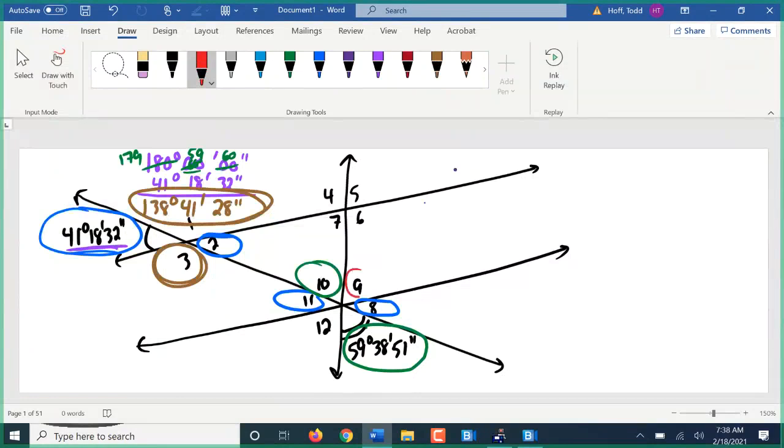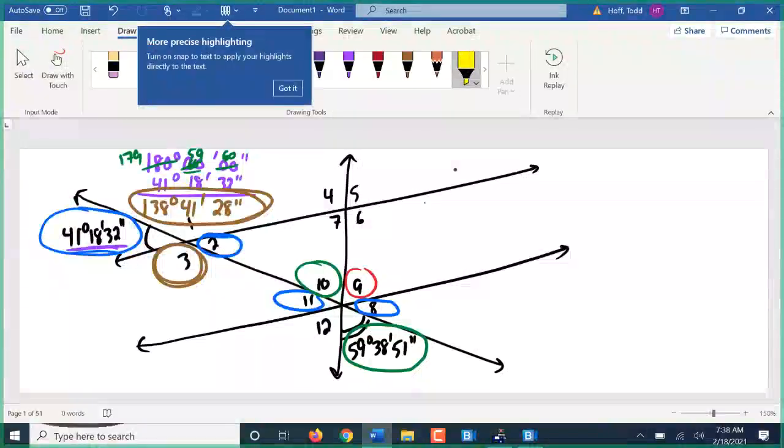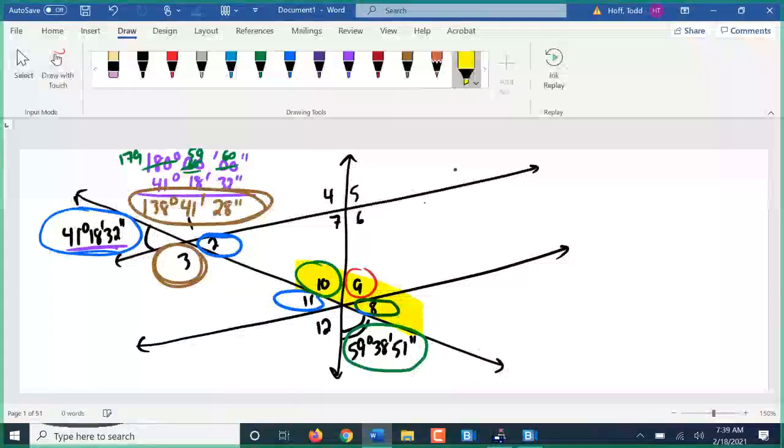Let's look at angle 9. How would we find angle 9 there? To add up the 59, 38, 51, and 41, 18, 32. Perfect. These three angles have to add up to 180. So what I'm going to do is add up the 59, 38, 51, and the 41, 18, 32.